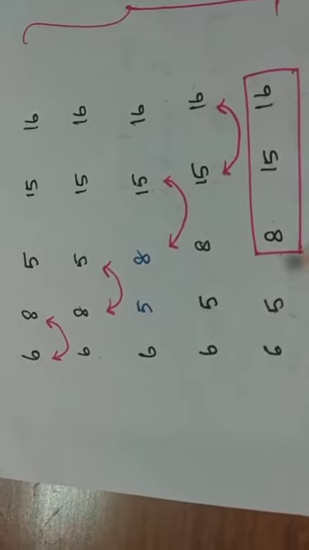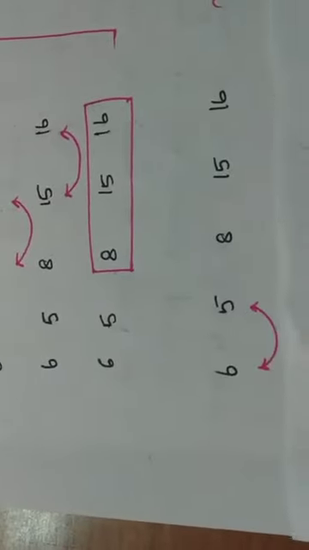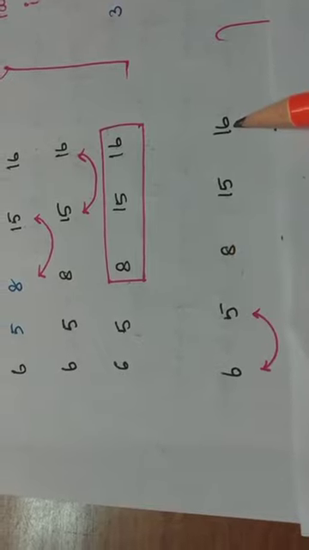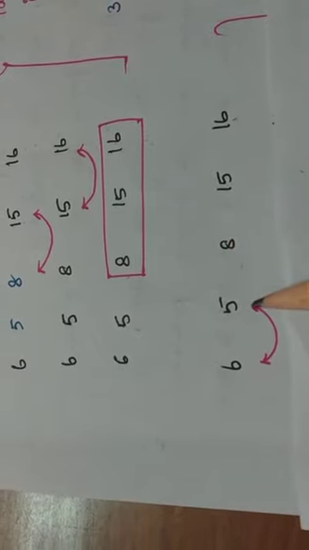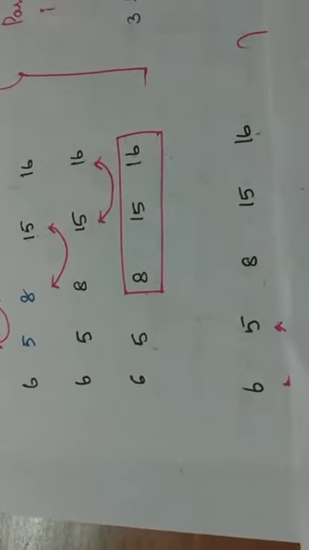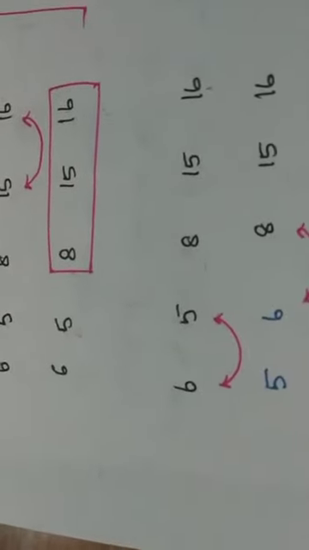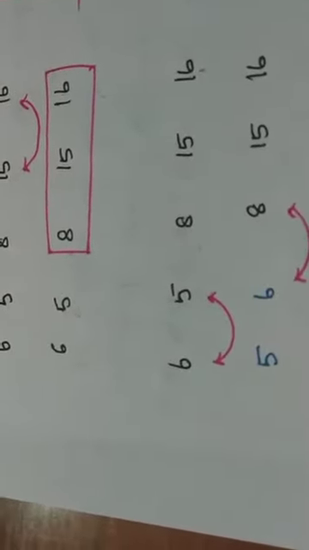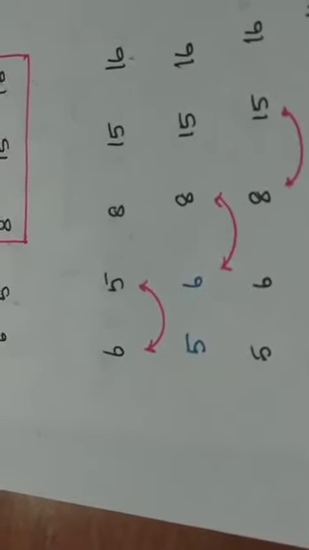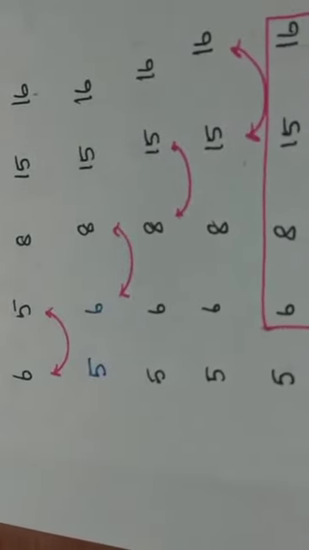Now these are the elements that we take into the next pass: 6, 5, 8, 15 and 16. We compare the first two elements, and since 5 is less than 6, we swap 6 and 5. So 5 and 6 get swapped. Next we compare 6 and 8. It need not be swapped as it is in order. Next we compare 8 and 15. It need not be swapped. Next we compare 15 and 16. It need not be swapped.